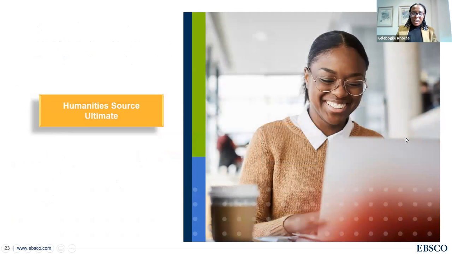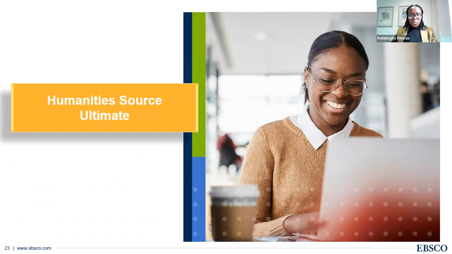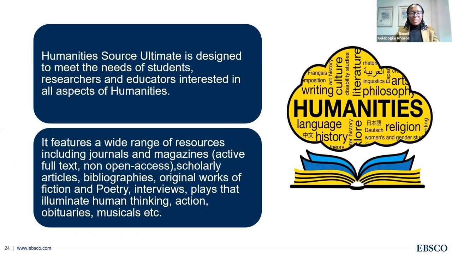As Lebo mentioned, I'll be talking about the last two ultimates that we have. The first one being Humanities Source Ultimate. Humanities Source Ultimate is subject specific and is designed to meet the needs of researchers in all aspects of humanities. It has a wide variety of articles, full text journals, magazines, musicals, etc.